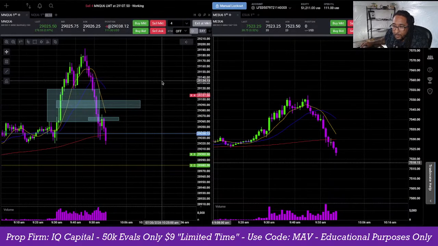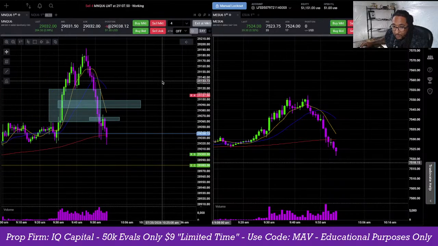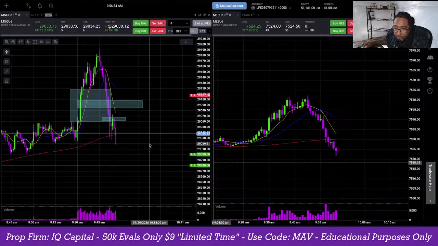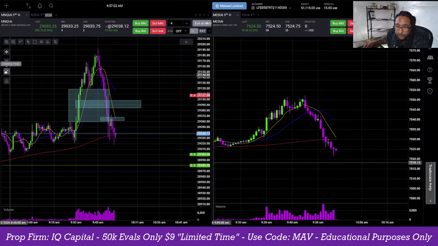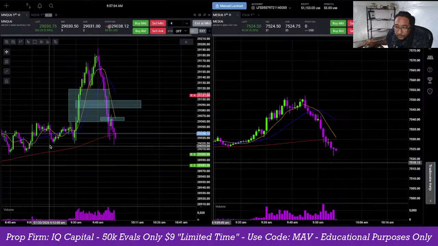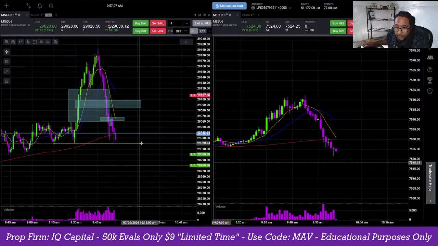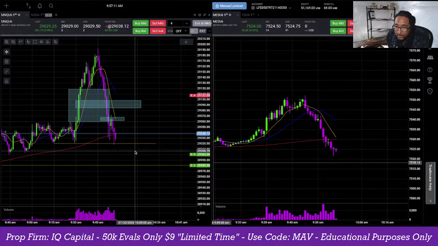A stop loss there. Don't want to get rammed through on that. So we break below these lows here. We did wick below it. I'd like to see a nice strong body close below these lows. We did wick below it.